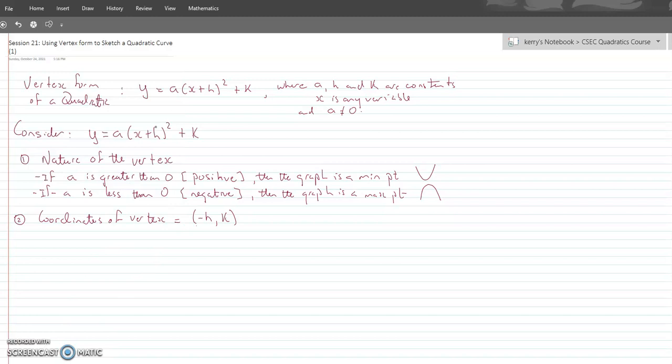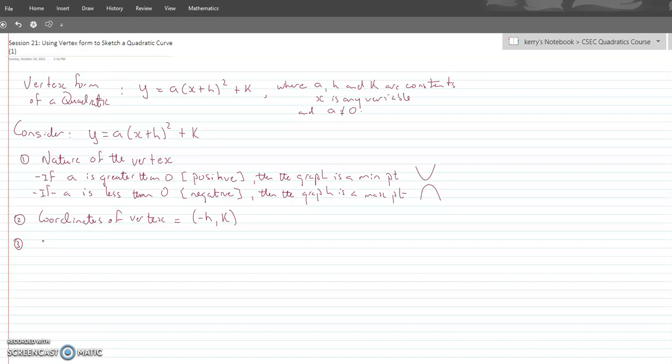But basically, whatever h is, if h is positive, this means make it negative. If h is negative, this means make it positive. But in this case, k is whatever k is. So if k is negative, it stays negative. If k is positive, it stays positive. So this is the formula for the coordinates of the vertex.